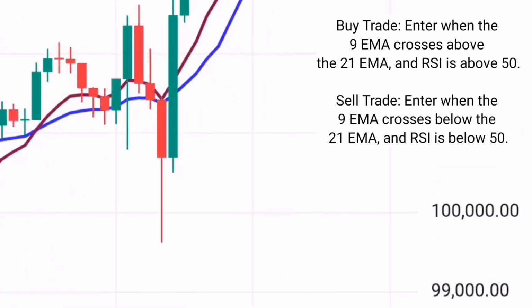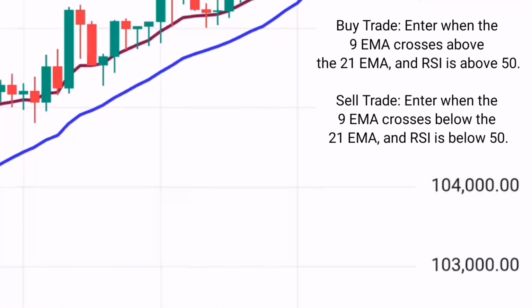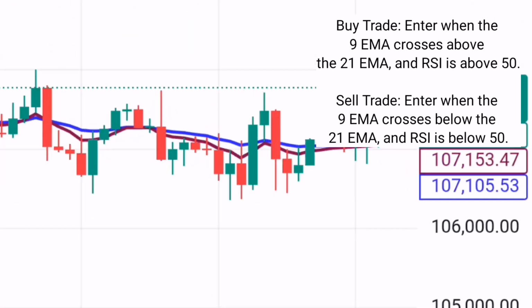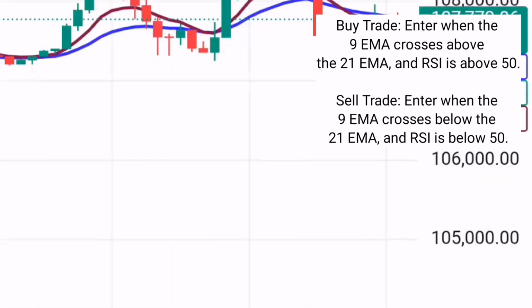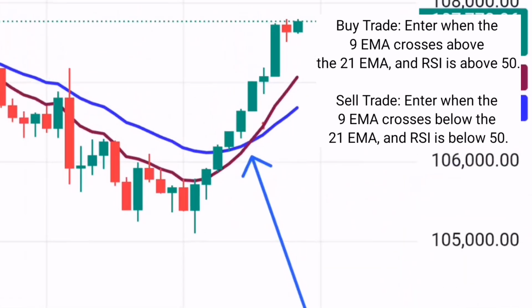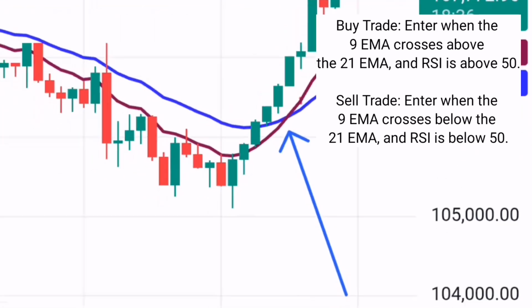Add the 9-period EMA (fast) and the 21-period EMA (slow) on the price chart. Add the RSI indicator with the standard 14-period setting and mark the midpoint at 50. Make sure you can clearly see the crossovers and RSI levels.